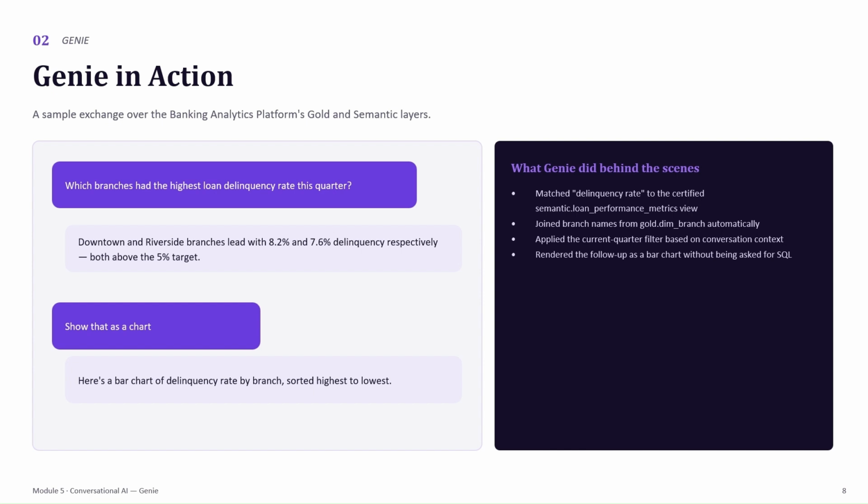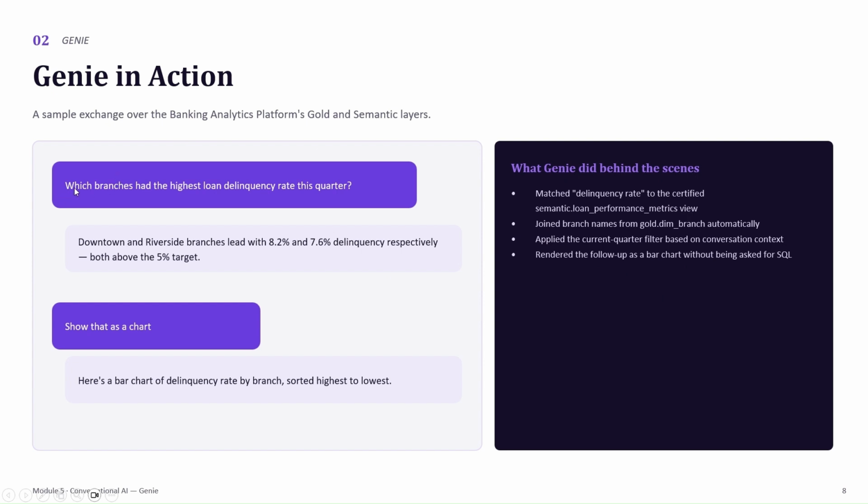So these kinds of contextual things are something which you can specifically code the Genie with, or rather give the context to the Genie that, okay, whenever a person asks for a delinquency rate, match delinquency rate to a certified semantic loan performance metric view. Take that user to this metric view. Join the branch names. Whenever you have to join the branch name, you always join it with the dimension table. Apply the current quarter filter on the conversation context. So if somebody asks for current quarter, the conversational interface should be able to derive it from the current date or month, and then render a bar chart without being asked for a SQL. So these are the things that Genie internally does.